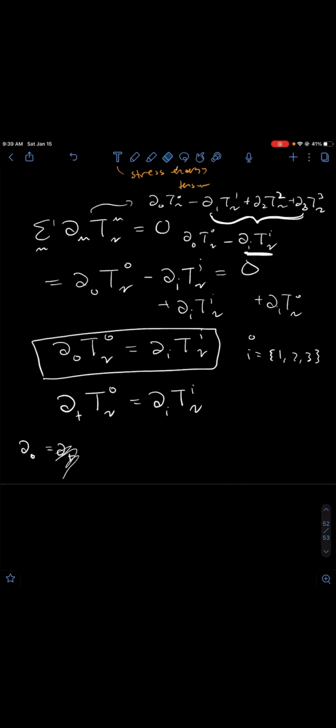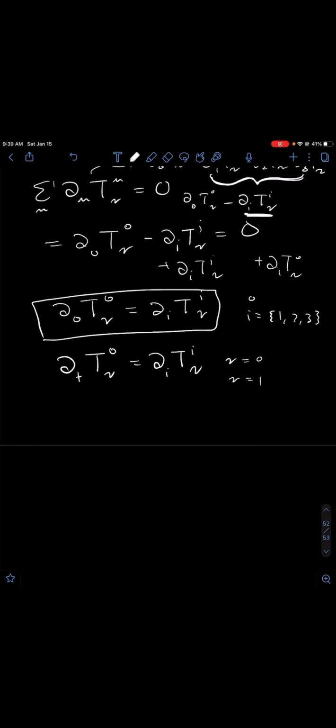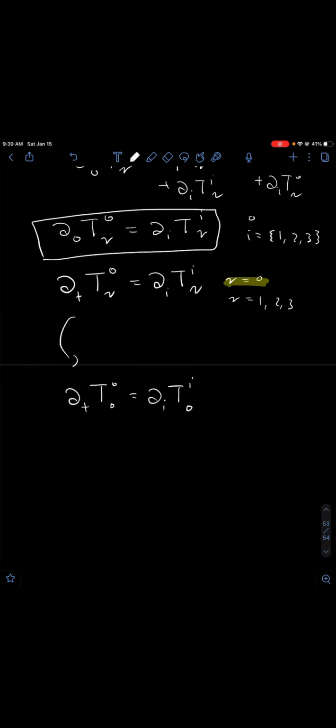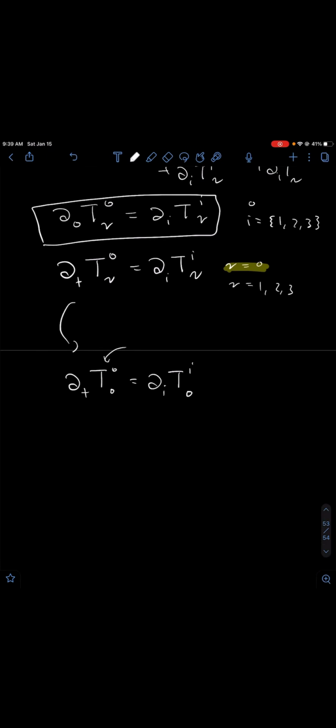Okay. So now what we can do is look at the case where nu equals 0. We can look at cases where nu equals 1, 2, and 3, but for now let's look at the case where nu equals 0. So if nu is 0, this means that we have partial t t naught naught equals partial i t i naught. Okay? So the time derivative of the first component of the stress energy tensor equals the spatial derivative of the t i naught component.